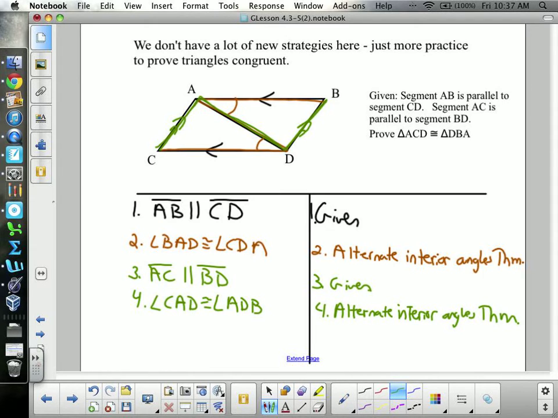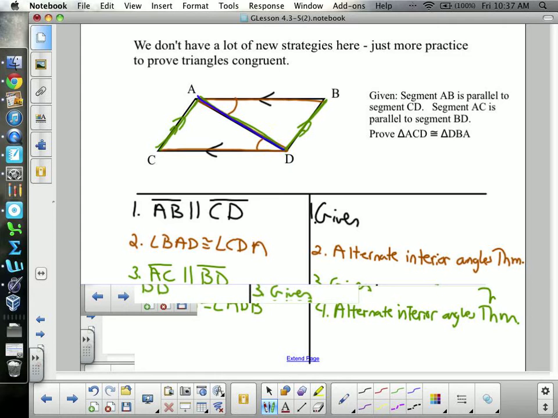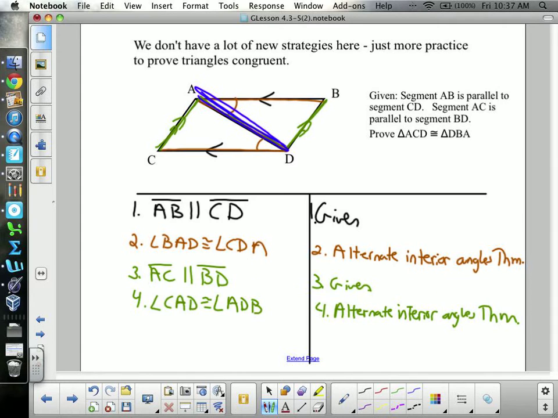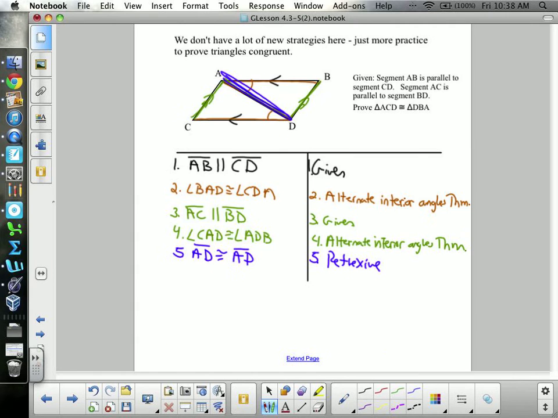Okay? Mila, what is the third thing that you said we have here? A shared side. So, AD is congruent to AD. What's the reason? Reflexive. Okay? So we mark that in. I didn't mark in my second pair of congruent angles. I should do that. Is that enough for congruent triangles?